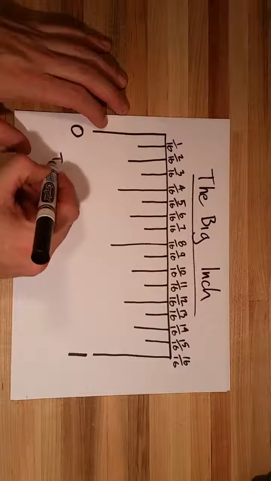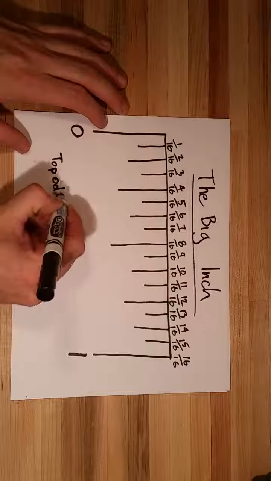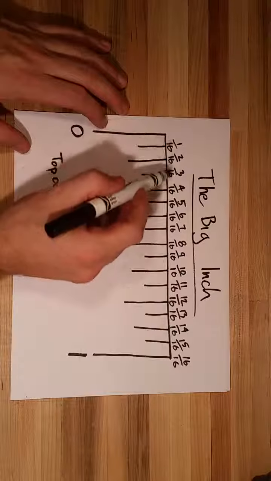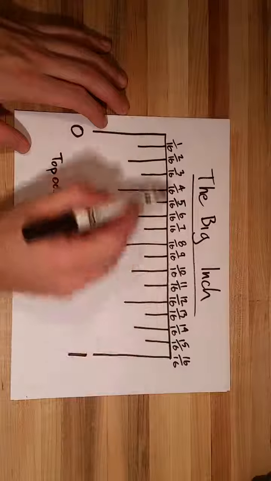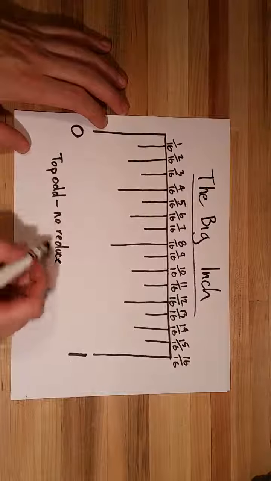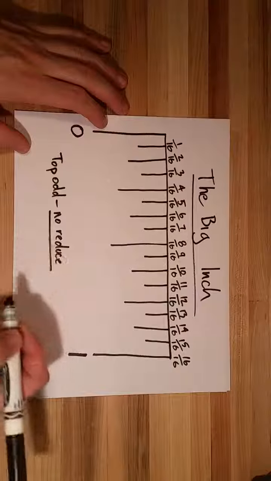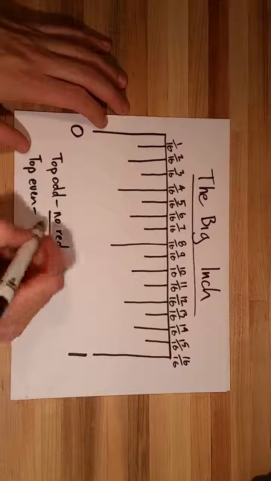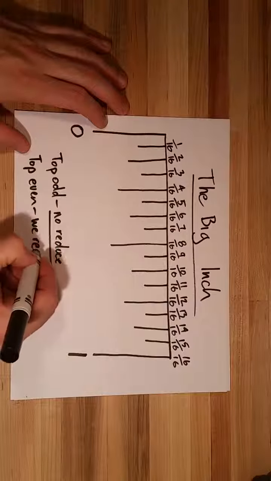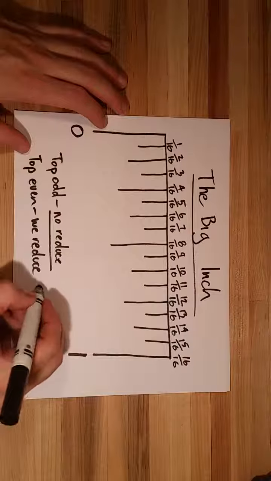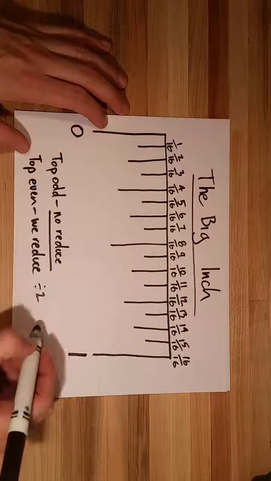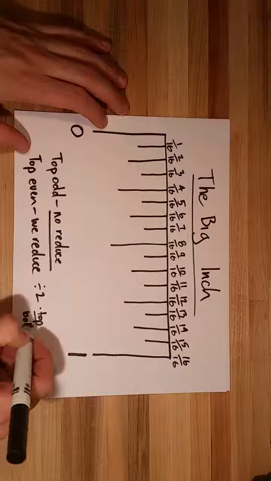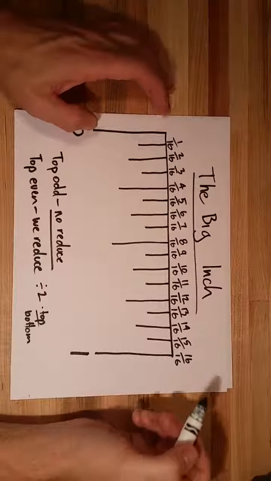So let me just make a note here. If the top is odd, no reduce. So that means 1, 3, 5, 7, 9, 11. All of those odd tops, no reduction. If the top is even, we reduce. And the way we do that is we divide 2 by 2. And that's both the top and the bottom. So let's take a look at how we do that.